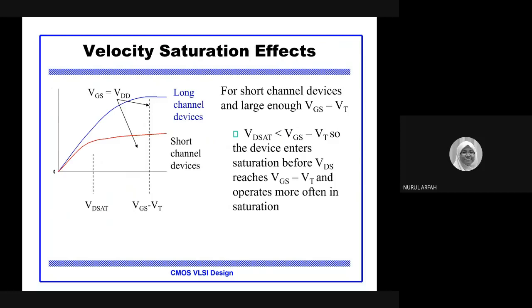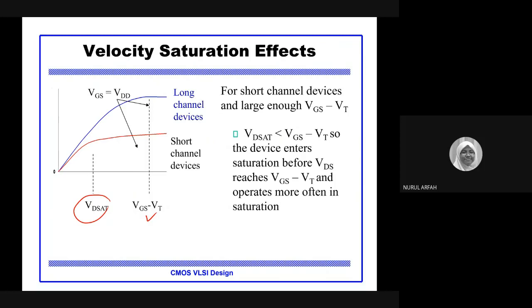So now we still have the velocity saturation effect, and there are two ways to see this. The blue color here is the long channel device, and the red color is the short channel device. Looking at the vertical line, for the long channel device, this is equal to VGS minus VT. But if we reduce the channel length, you will observe that the saturation drain voltage will be much lesser than VGS minus VT.